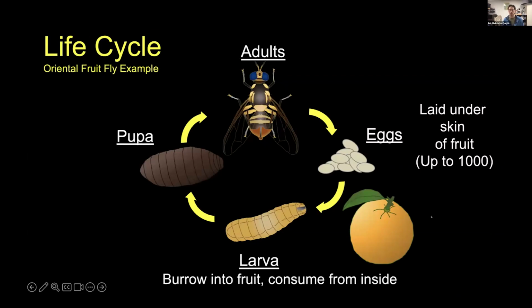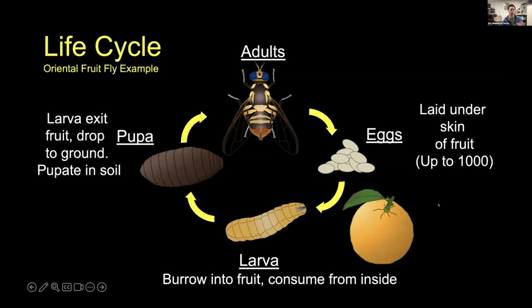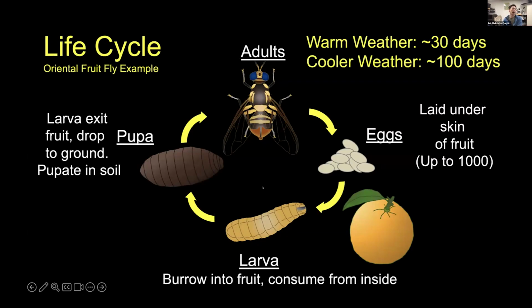These eggs then hatch into larvae, which burrow into the fruit. They start digging tunnels into it, and they begin to consume it from the inside out. Once they've grown enough, the larvae leave the fruit, they drop to the ground, and they pupate in the soil, and then those emerge as adults to repeat the whole life cycle all over again.